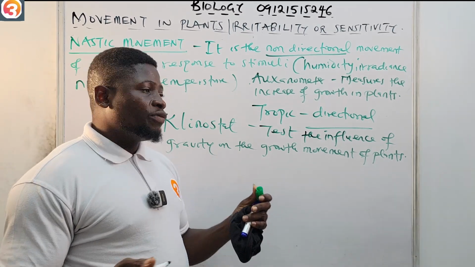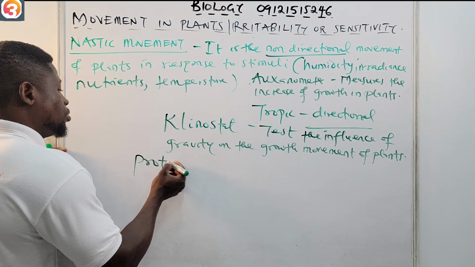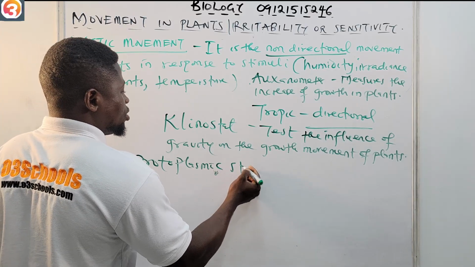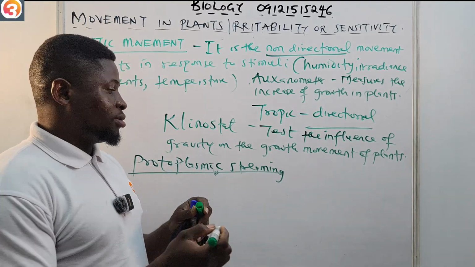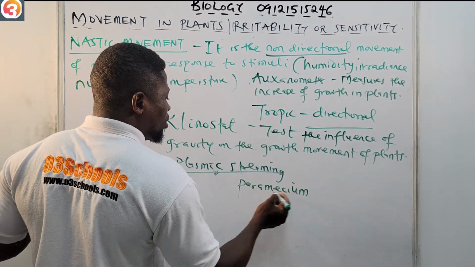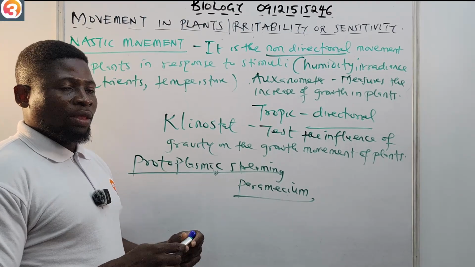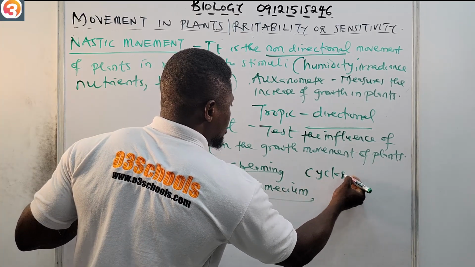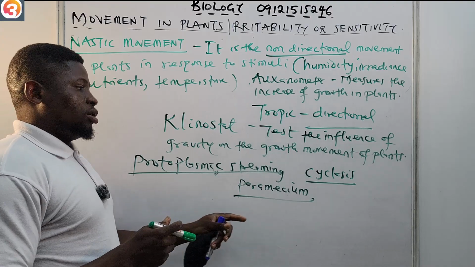Now there are other forms of movement. For example, we have one we call protoplasmic streaming. This one happens basically in paramecium, where the cytoplasm moves from one part of the cell to the other. It's called protoplasmic streaming, or it's also called cyclosis.